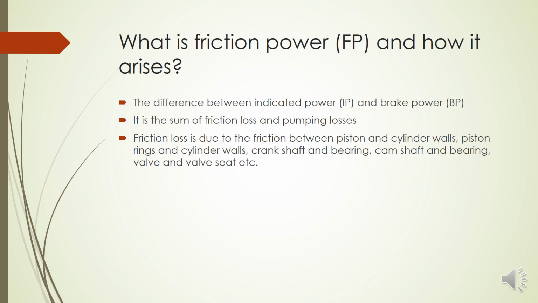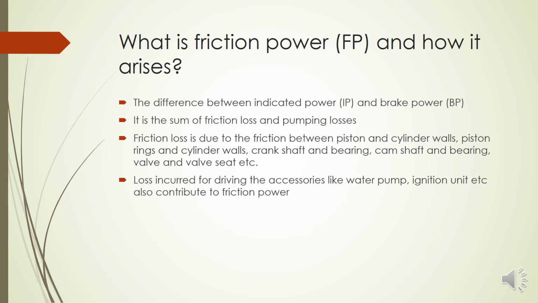And other than this, we have a loss incurred for driving the accessories. An engine has a lot of accessories. For example, in a radiator or cooling system, we are using a water pump. Similarly, in the ignition system, we have a distributor arm which is rotating continuously. So for running all these accessories we require power. So this also contributes to the friction power.